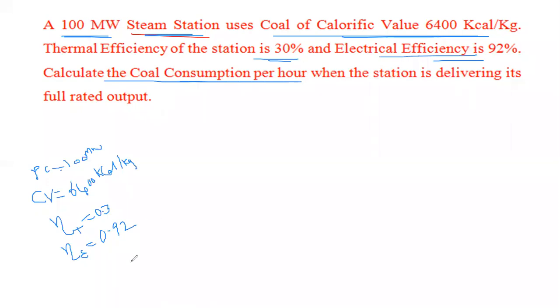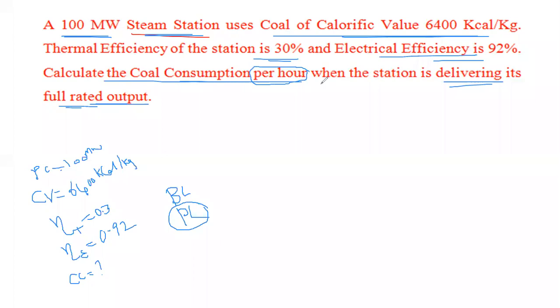We need to generate 1 hour of power. How much coal is utilized? We want to find out the coal consumption per hour when the station is delivering its full rated output, that is under peak power generation. There are two types of load: one is the base load, another is the peak load. Whenever the load is maximum, under peak load power generation, how much coal is required in 1 hour?